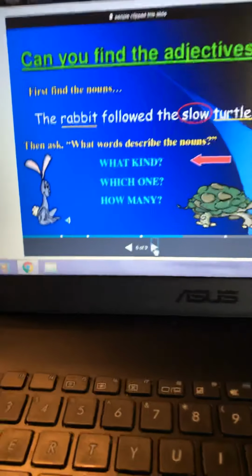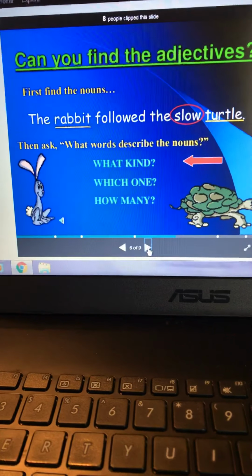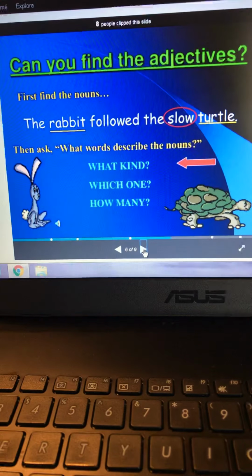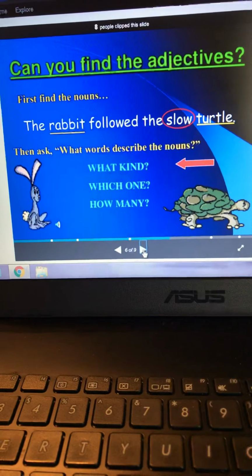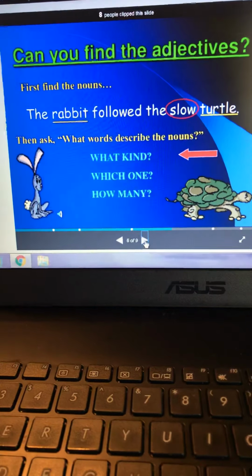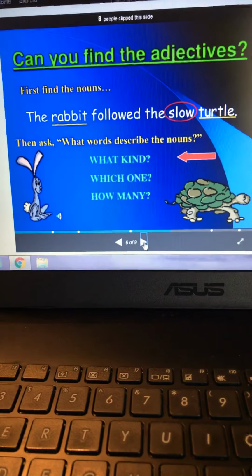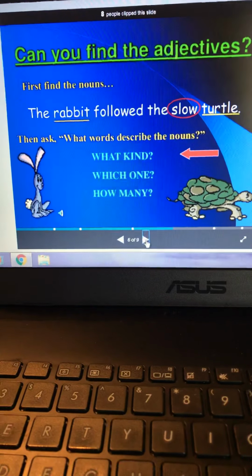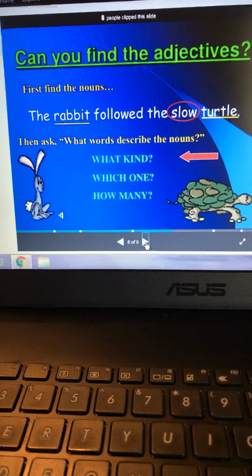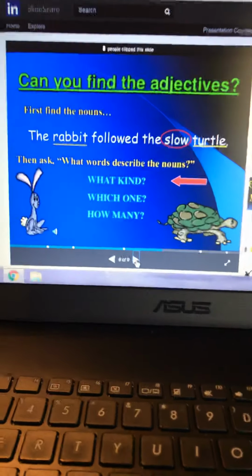The rabbit followed the slow turtle. Ask what words describe the nouns. The nouns are turtle and rabbit. And you would look, and there is not a word to describe rabbit, but it does say what kind of turtle, which would be a slow turtle.